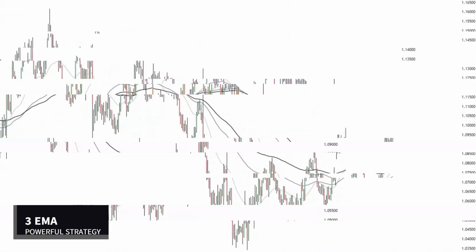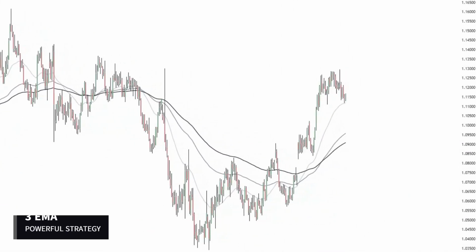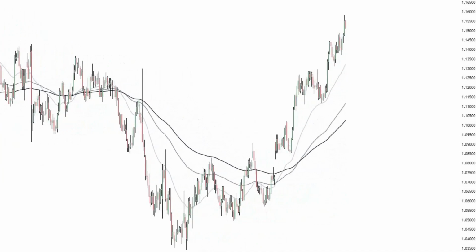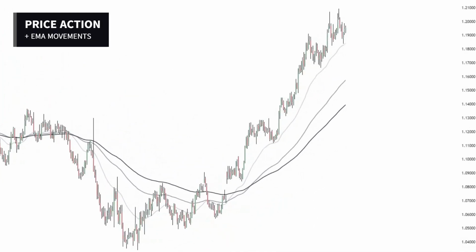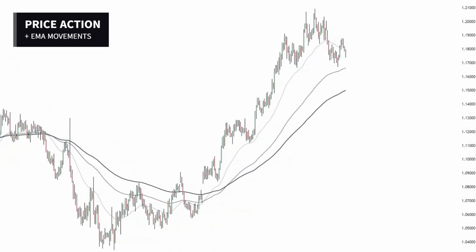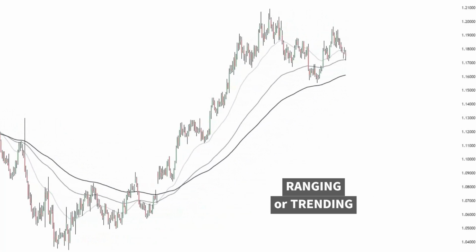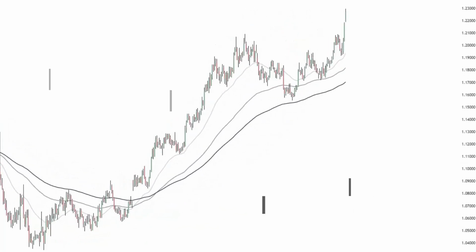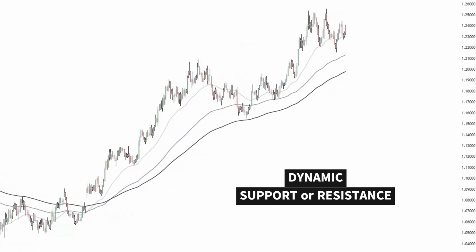Here's a powerful strategy you can start using immediately. With just 3 moving averages, you will quickly understand market trends. We'll also cover price action, along with movements of the EMA. Throughout the video, you will know the state of the overall market structure, whether it's ranging or trending, if there are impulsive or corrective moves, and if there is dynamic support or resistance.